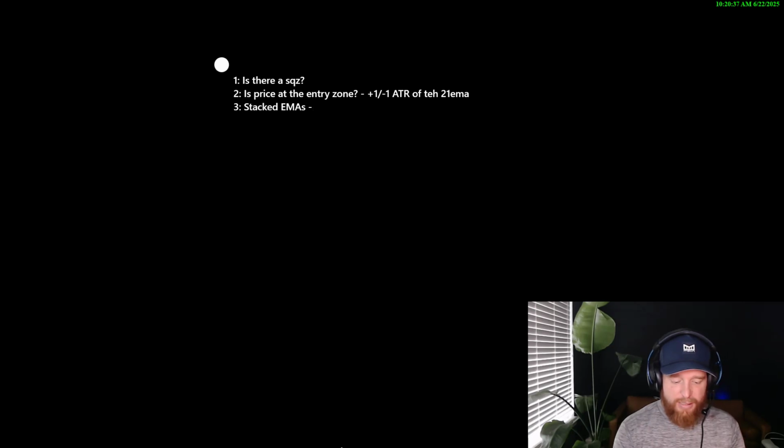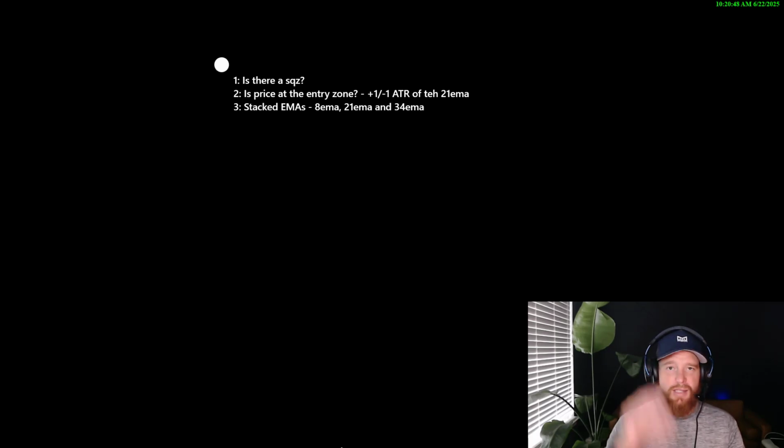So when it comes to the squeeze setup, this is pretty much all there is that you need. When I say stacked EMAs, that is the 8 EMA, 21 EMA, and 34 EMA. So in this case, is the 8 EMA above the 21 EMA, and is the 21 EMA above the 34 EMA? And then for a short, that would obviously be in reverse. So this is basically all it is when it comes to the squeeze.